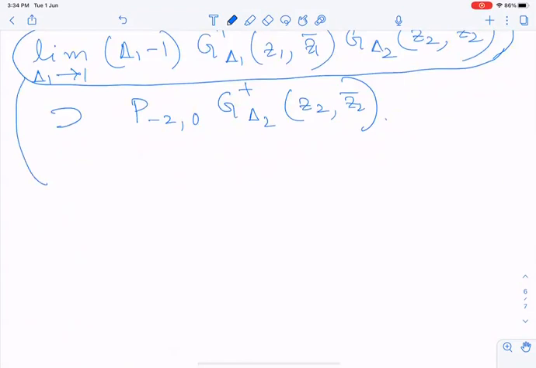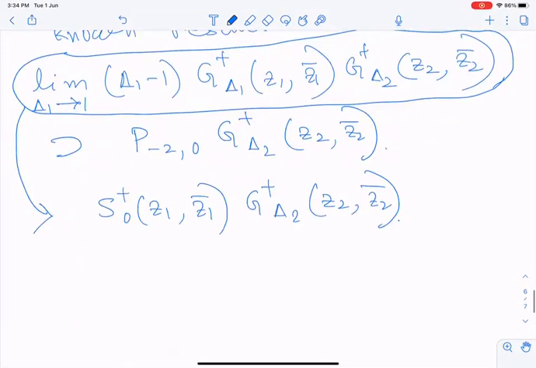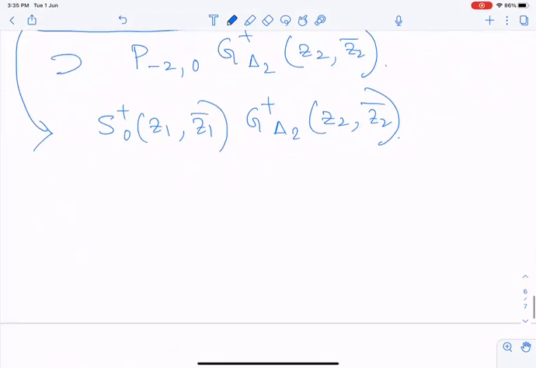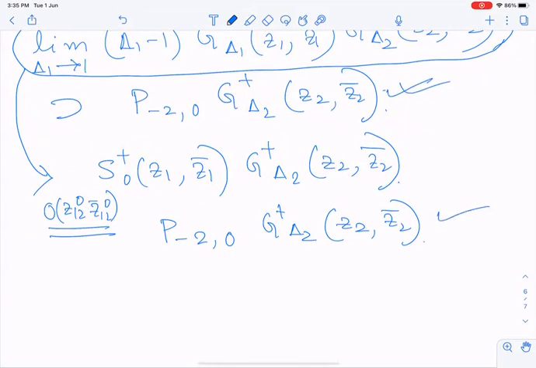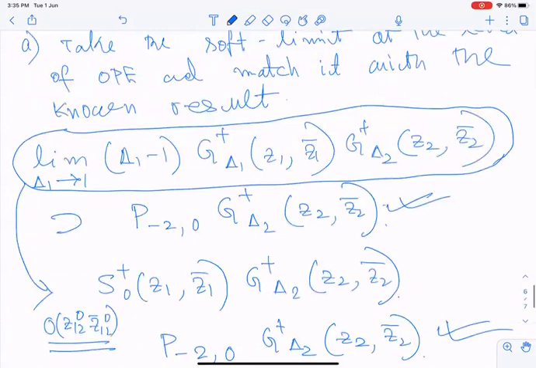So this is essentially the OPE of this, right? But we know that, so we just look at one particular term, which is the order z1 to the power 0. If I just look at this term in this OPE, then that is essentially given by p minus 2 comma 0 g plus delta 2. This is known from the leading soft graviton theorem. Okay, so these two match, you can see. This is also p minus 2 comma 0 g plus delta 2. This is also the same. So you don't get anything from here, and everything is fine.